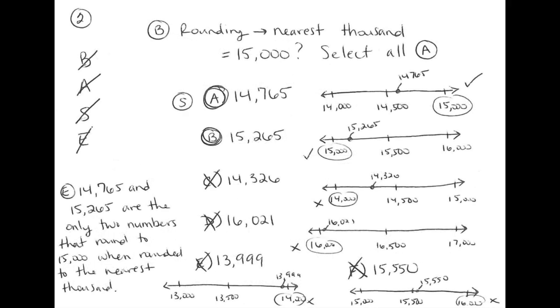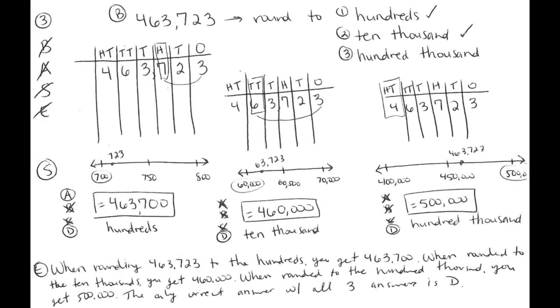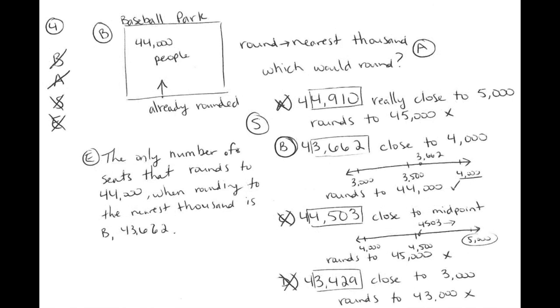Here's my second question. Again, I'm using the number line and finding the midpoint. Looking at question 3, this is where I started using a place value chart in addition to a number line to kind of break it down into smaller numbers. So when I was rounding to the hundreds place, I was only using a number line between 700 and 800. Full explanation, and then number 4, drawing out a picture. Again, using a number line and the midpoint.